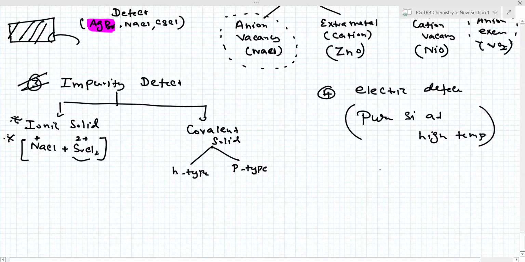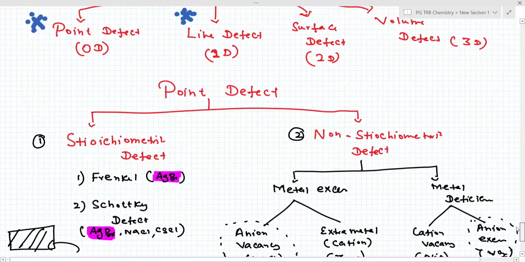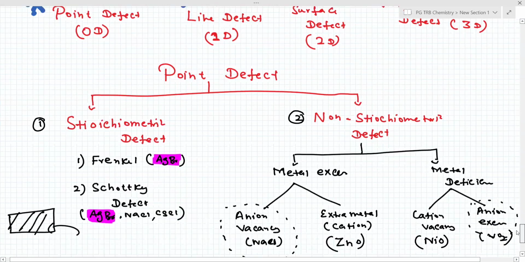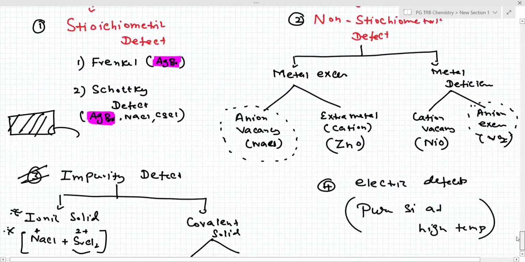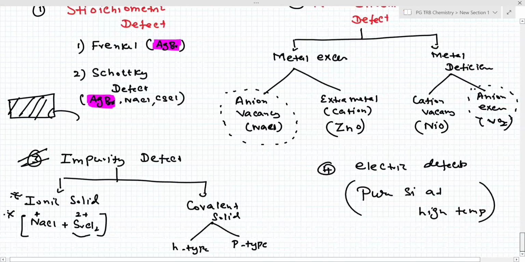These are the four types of defects in solids. First, general defects like point defect, line defect, surface defect, volume defects. Very important from the exam point of view. Point defects have two classifications: stoichiometry and non-stoichiometry. Stoichiometry has two: Frenkel and Schottky. Non-stoichiometry has metal excess and metal deficiency. Metal excess has two: anion vacancy, extra cation. Metal deficiency has cation vacancy and anion excess.